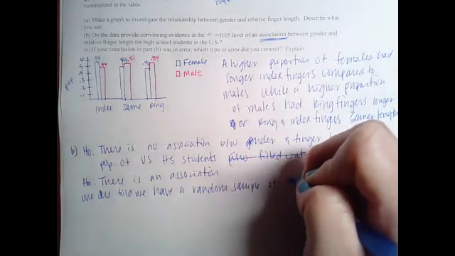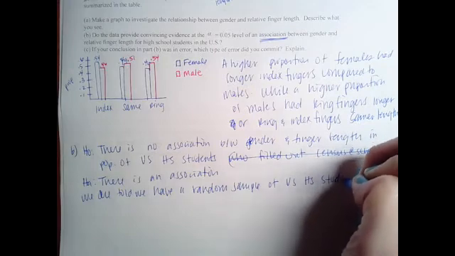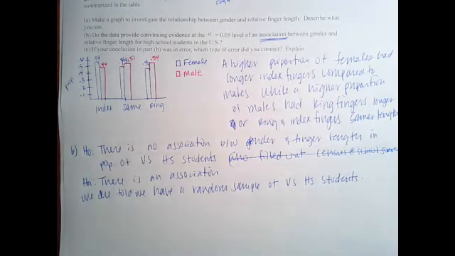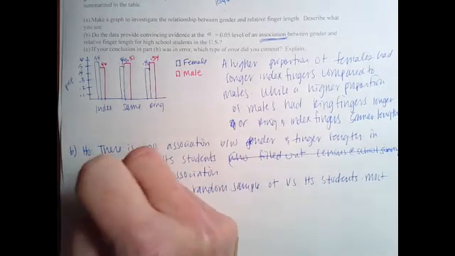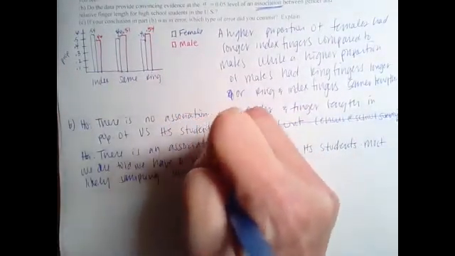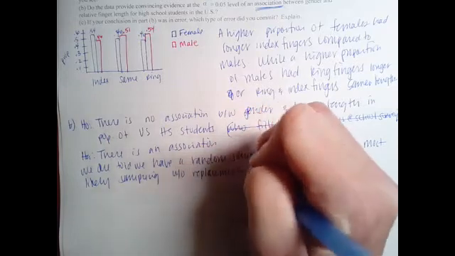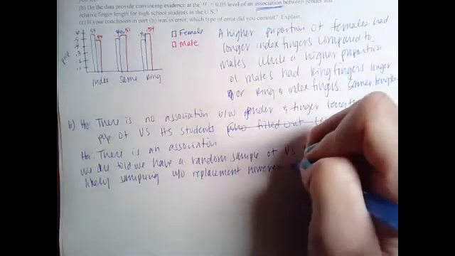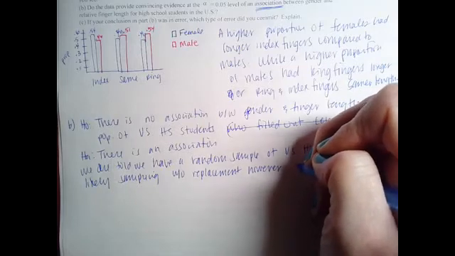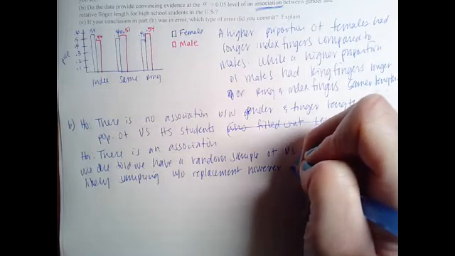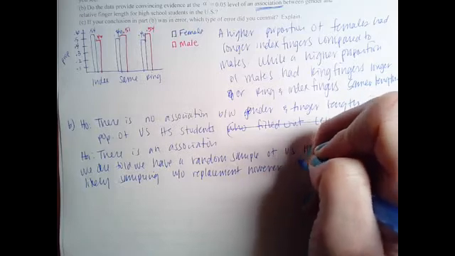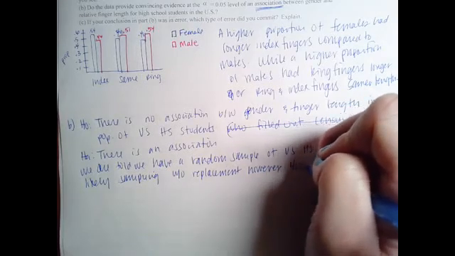Of US high school students. And we're most likely sampling without replacement, so let's check. Most likely sampling without replacement. However, is it reasonable that we have at least 4,600 high school students in the US? Sure. Let's see, 4,600.